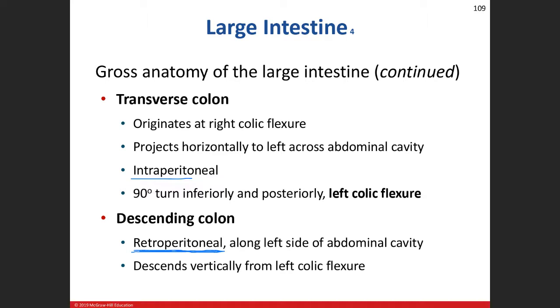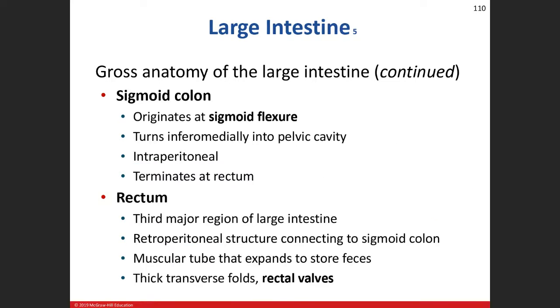So it comes down on the left side of the body, and then it takes this S-shaped configuration and goes down into the medial portion of your pelvis. That S-shaped configuration of the colon is easy to remember because it also starts with an S, and that's the sigmoid colon. Again, this is another intraperitoneal structure. It's going to wind up in the pelvic cavity, where it'll terminate as the rectum.